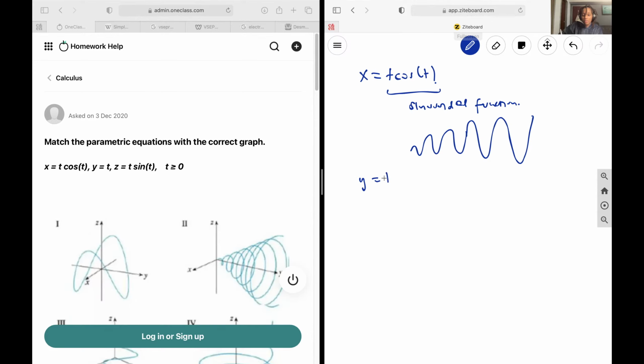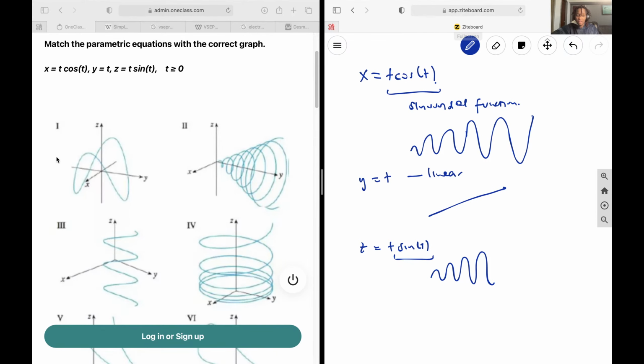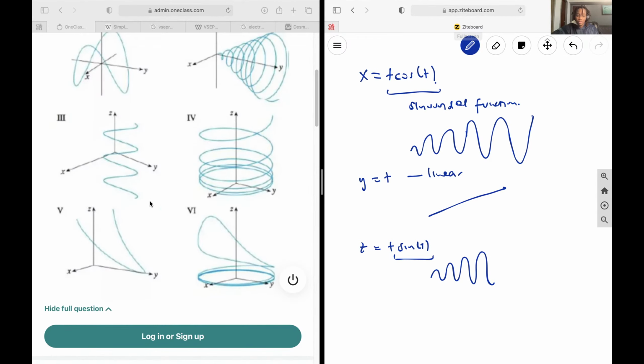In the y direction, y is equal to t, we simply have a linear function. And so we should just expect something that is increasing linearly. And lastly, in our z direction, we have t sine t. And that is similar to what we had in our x, where we have it increasing that way. And so, if we just look at these individual ones, our first image does not look correct at all. Neither does this one, neither does this one.